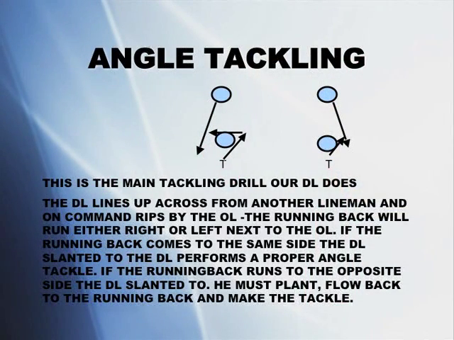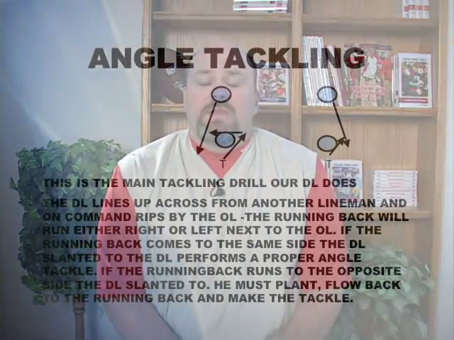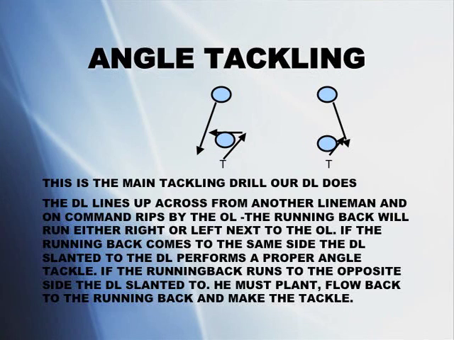The next drill we do on defensive line is called angle tackling. This is the main tackling drill our defensive lineman does, and it's absolutely specific to what we do. The defensive lineman lines up across from another lineman, and on command, on the snap of the ball, either slants right or slants left. The running back will either run right or left. Now, if the running back comes to the same side that the defensive line slanted to, it's easy.